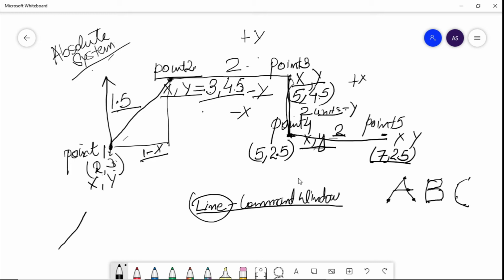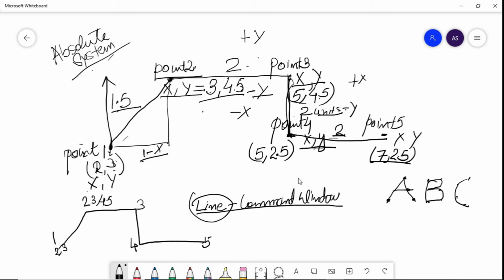First line, second line, third line, and fourth line. This is point 5, this is point 4, point 3, point 2, and the starting point. So those coordinates were 2, 3. The coordinate at this point is 3, 4.5.